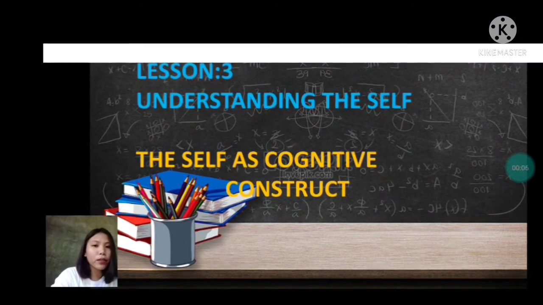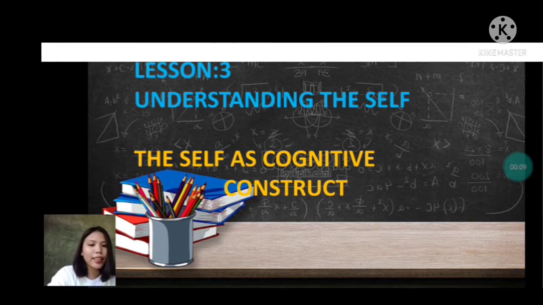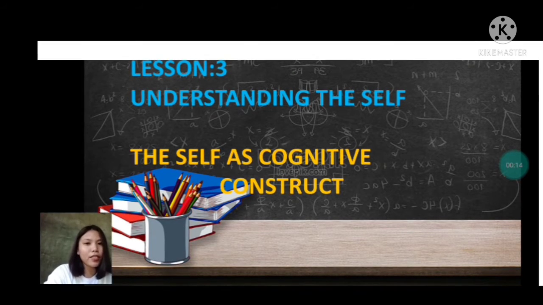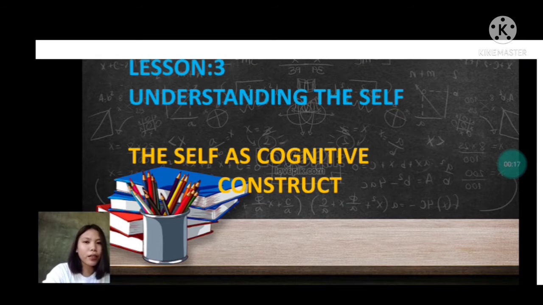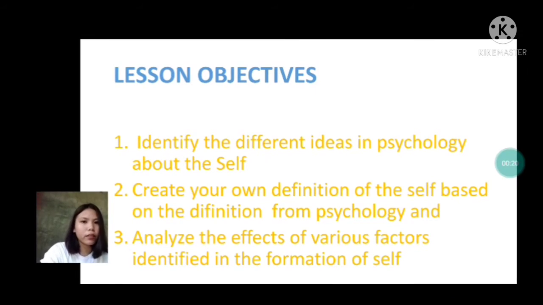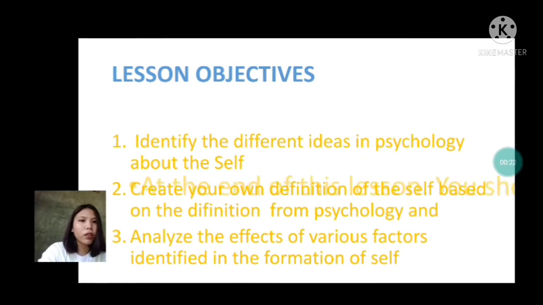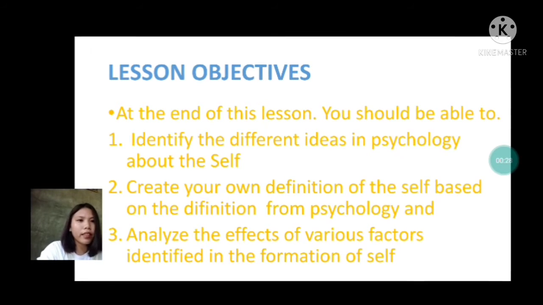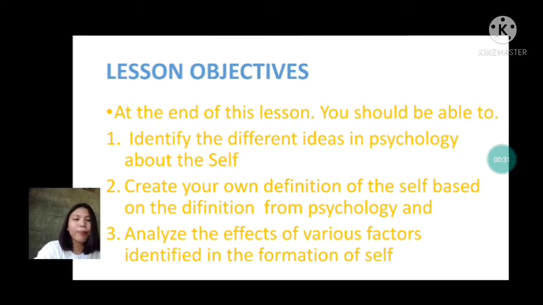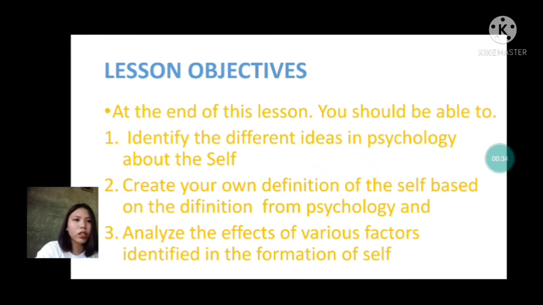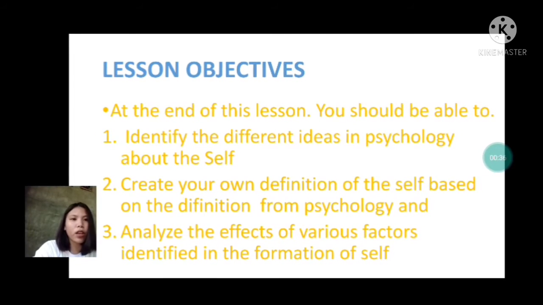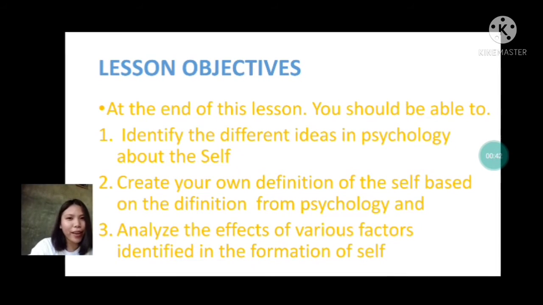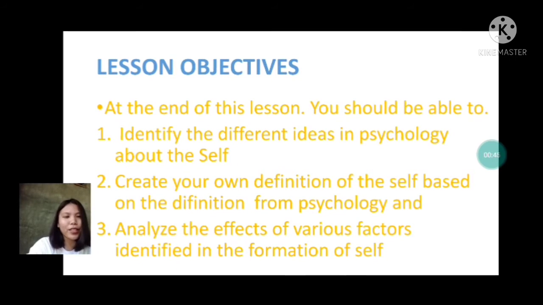So now we are going to have a new discussion on understanding the self. Now let's go to lesson 3, the self as a connected construct. For this lesson, here are our objectives. At the end of this lesson, you should be able to identify the different ideas in psychology about the self. Second, create your own definition of the self based on the definitions from psychology. And third, analyze the effects of various factors and identify the formation of the self.